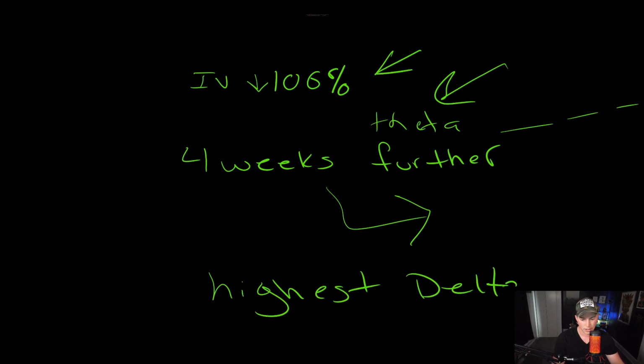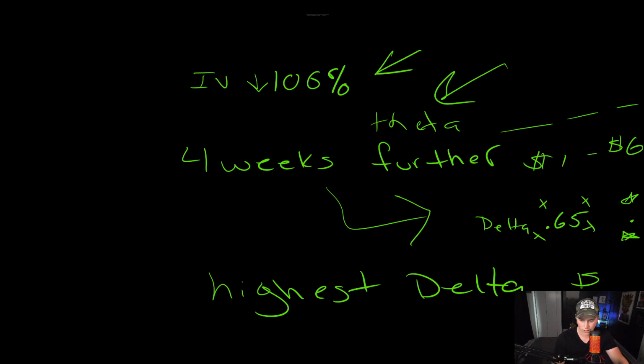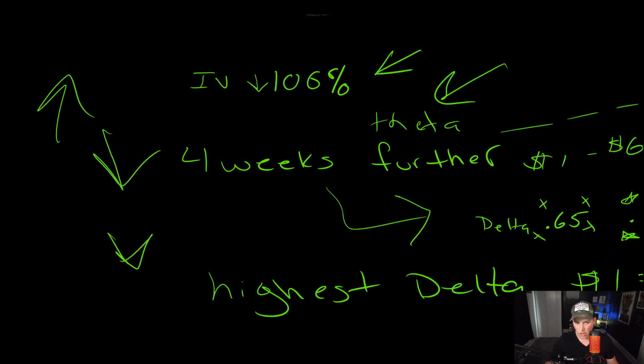Highest delta. You want the highest delta possible because what delta means is that, let's say we have a delta of 0.65 and a delta of 0.90. If our delta is 0.65 right here, that means for every $1 that the underlying stock moves, you're going to make $65. If our delta right here is 0.90, that means that for every $1 that the stock moves, we're going to make $90. So you want high delta, you want low implied volatility, you want low theta decay. All of those are important.